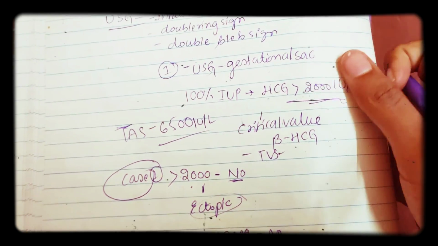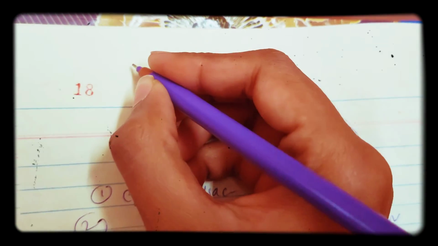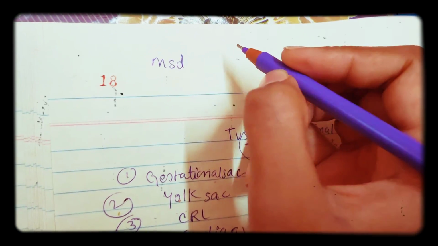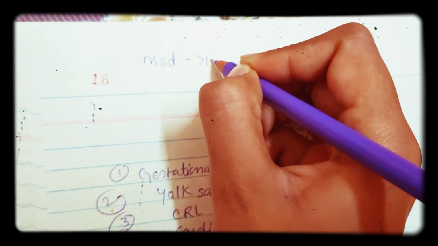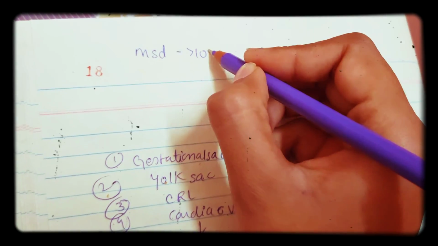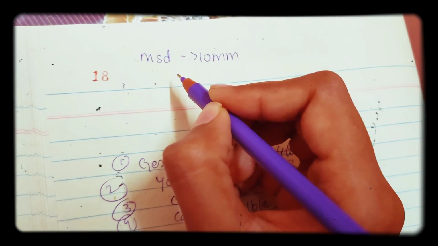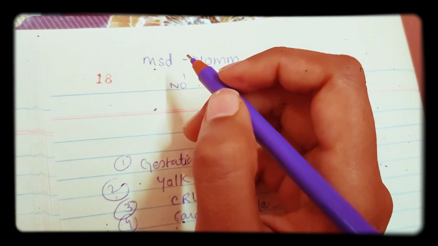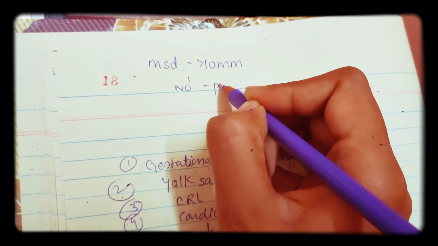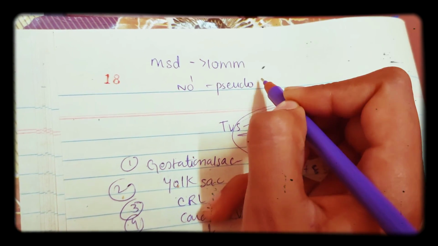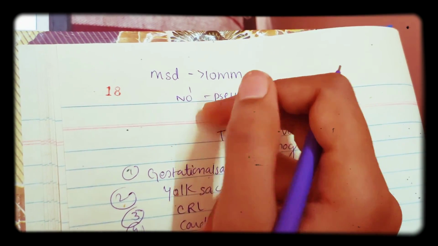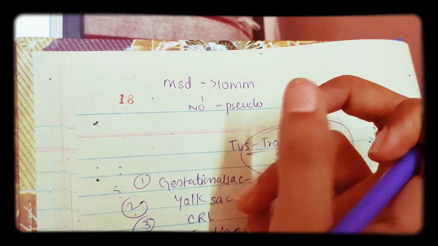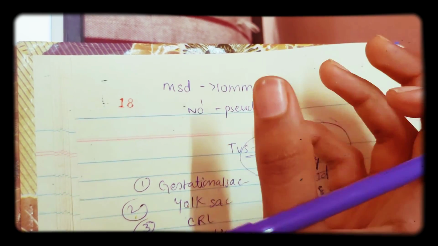Next, coming to the mean sac diameter. Mean sac diameter should be greater than 10 millimeter, and if there is no yolk sac seen, then this is a pseudo gestational sac of ectopic pregnancy. Especially in the pseudo gestational sac, there will be thick decidua which appears like a gestational sac.